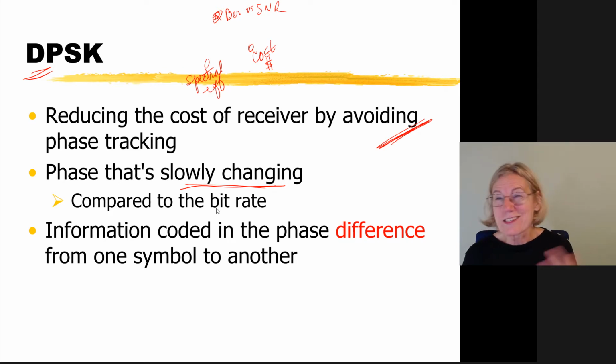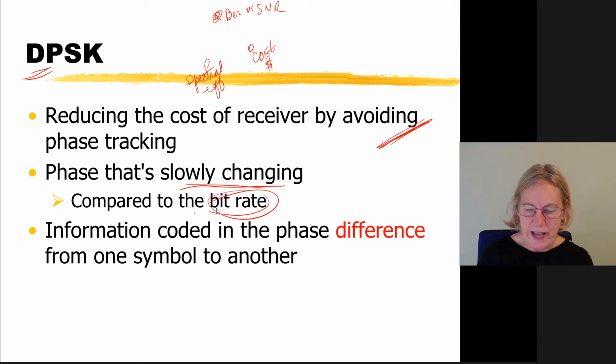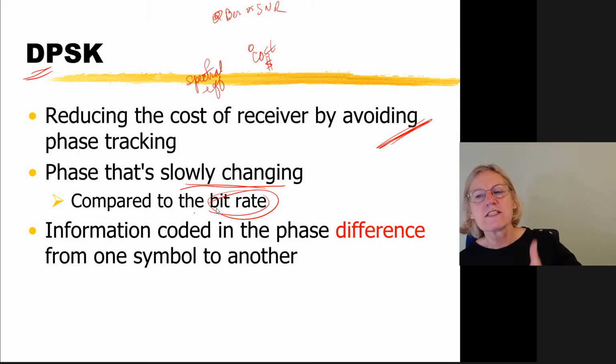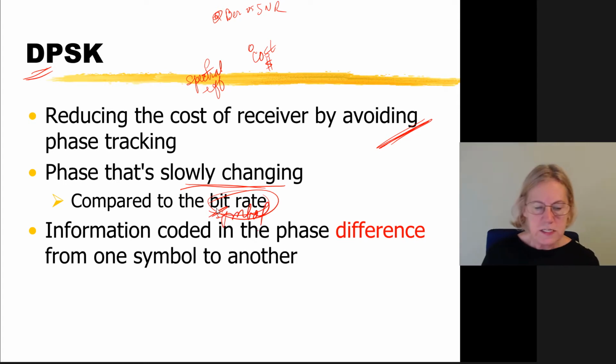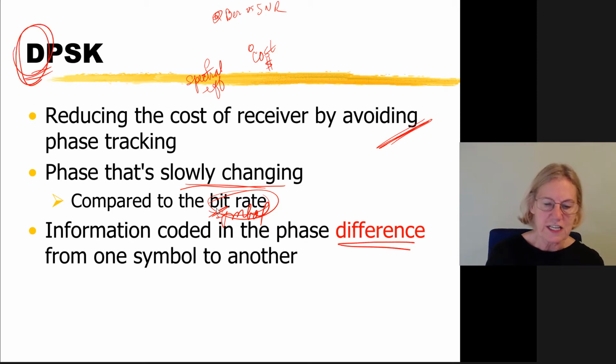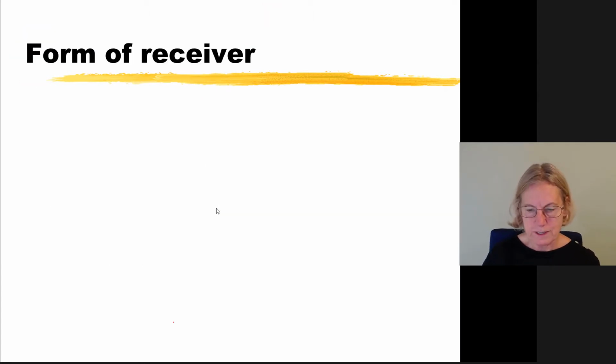And when I say slowly, slowly compared to what? Well, it's slowly compared to the bit rate or the symbol rate. Then what I can do is actually code the information not in the absolute phase, but in the phase difference from one symbol to the next. I probably should have said symbol rate instead of bit rate, as it would have been more accurate. So if it's slow compared to the symbol rate, then I can use this trick. And the difference is where we get the letter D. So it's differential phase shift keying. Let me show you how that works.